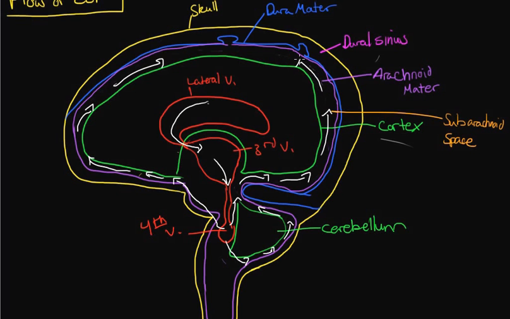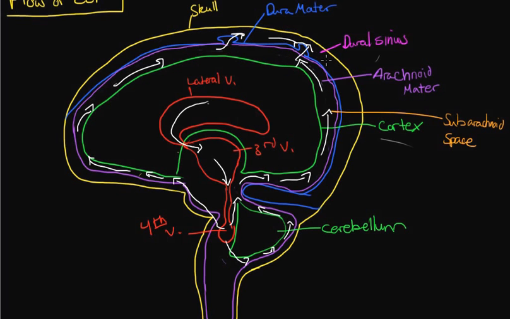Where it's going to exit is through these arachnoid villi. I'll try to draw on these right here. That's where it's going to move from the subarachnoid space into these dural sinuses. And that's where there's actually going to be blood in these sinuses. This is going to be venous blood, so deoxygenated blood. And so it's going to enter back into the bloodstream.